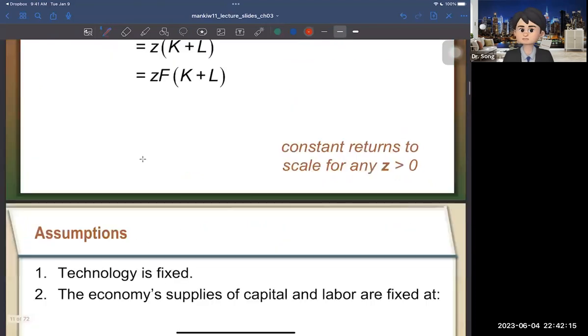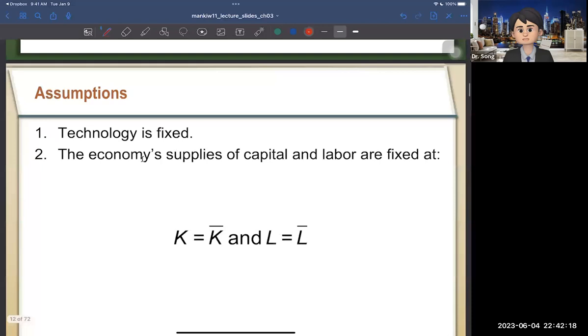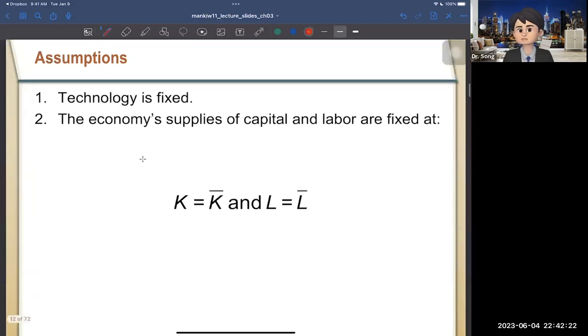Now, let's talk about the production function a little bit more, and then talk about national income. So here, to make it simple, we assume that the technology is fixed. That means that over time, it does not change, right? So that's what that means. So today's production function is the same forever, as long as there is no mention of technology, right? To make it simple. And then the supplies of capital and labor are fixed too. So that's why we put the bar.